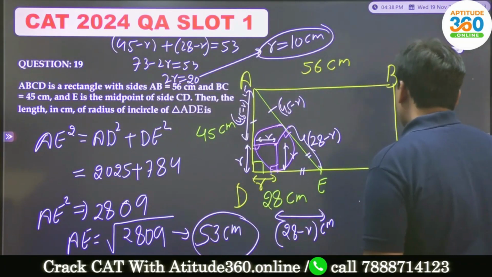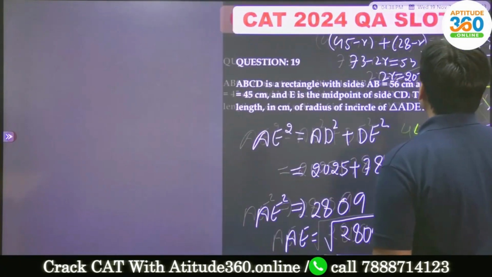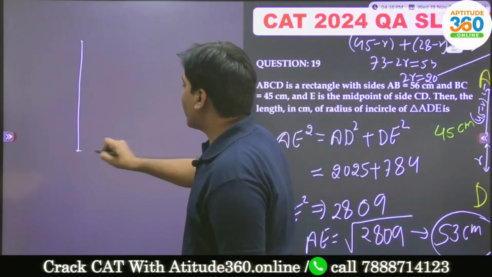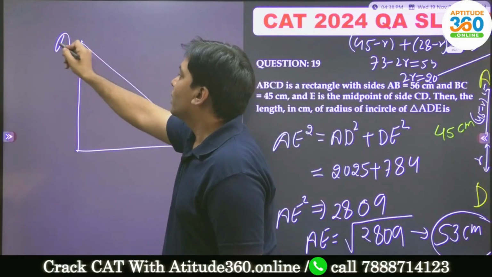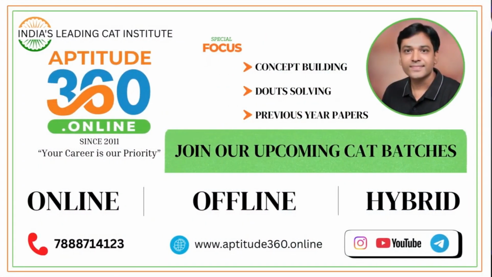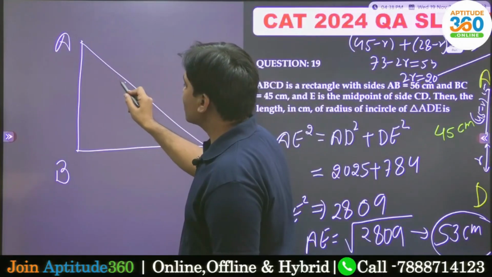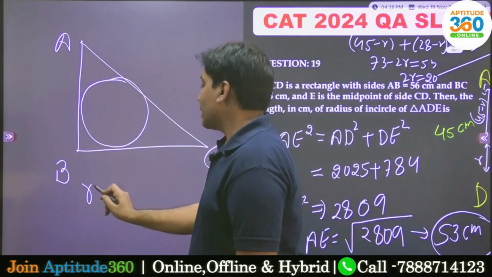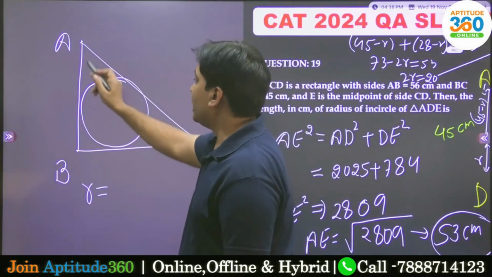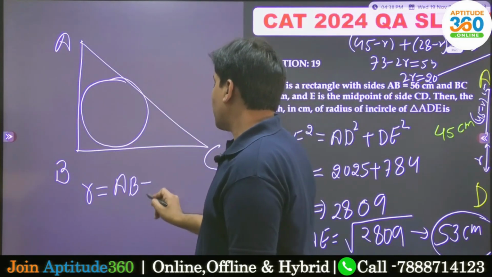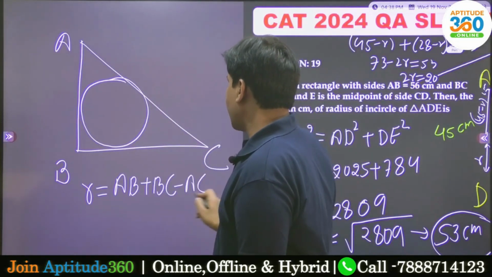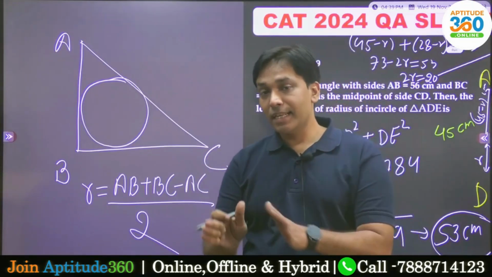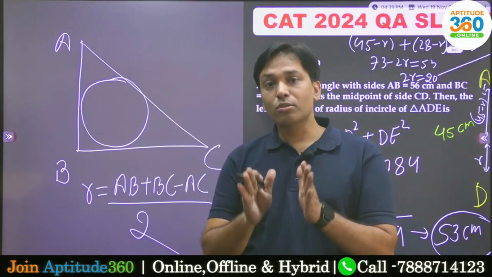Before I go, I would like to give you a shortcut. Sometimes you should not need to remember too many shortcuts, right? But if you have a right angle triangle ABC and you want to find the inradius, if this is a circle inside this right angle triangle, then the value of the inradius is going to be AB plus BC minus AC, divided by 2. How do you derive that? Again, we can do it, but that is not the scope here.